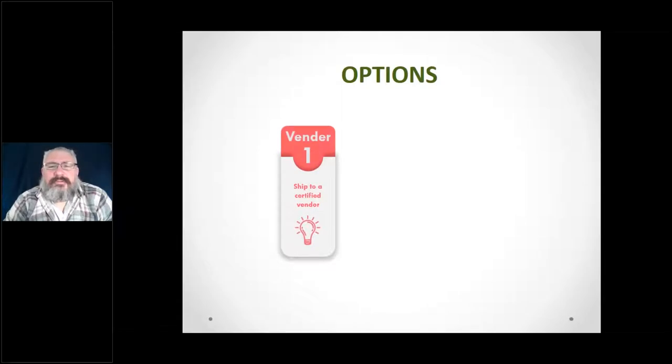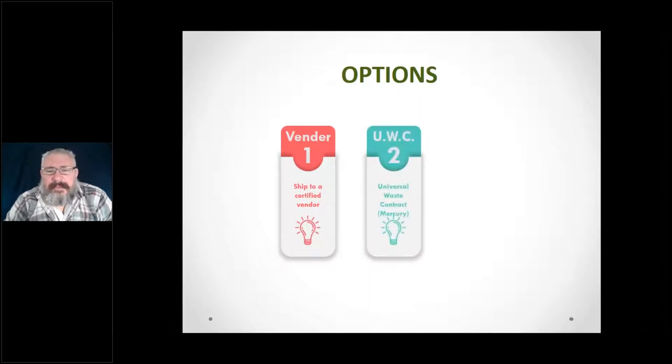So what are our options to do with these batteries? One, you can ship them off to a certified vendor, and that's what Sean is here for, to tell you a little bit about. You can take them if they contain mercury, or again, they're sorted as universal waste. If the universal waste contract covers non-mercury batteries, you can use that. Right now, it only covers mercury-containing batteries. And you can research some other options and refuse them.